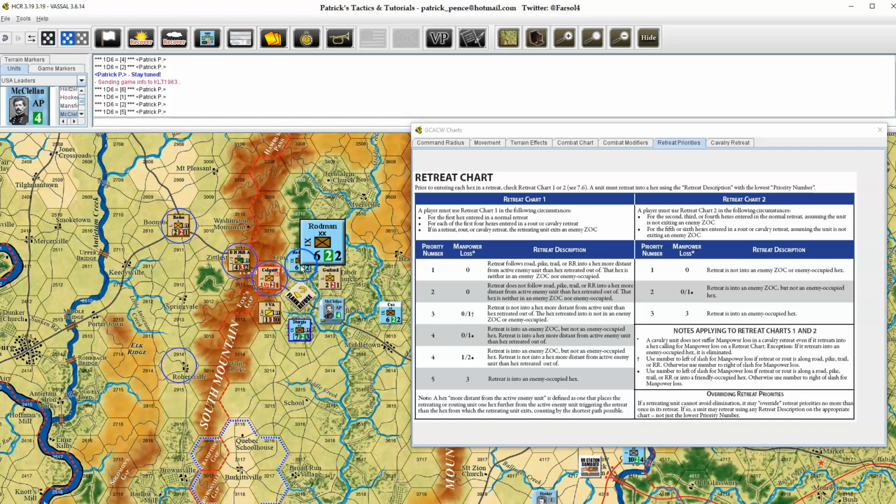Now, if Rodman was not here, so if Rodman was up there, for example, this would be free and clear. This would be priority number 1. He gets away, he's going into the mountains, it's by road, there's no enemy zone of control. It got degraded a little bit because Rodman was there. It actually takes me down to priority level 3, where he's entered an enemy zone of control, but he's still farther away by road. As long as there's a road there, he's fine. But on retreat priority number 3, if there was not a road there or a friendly unit, now he's going to start taking a manpower loss for entering that hex.